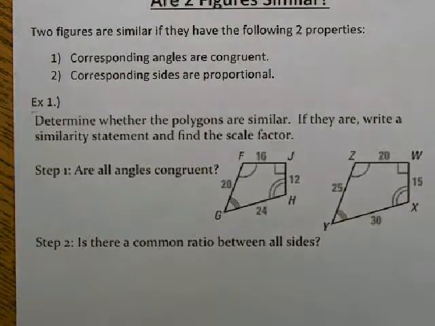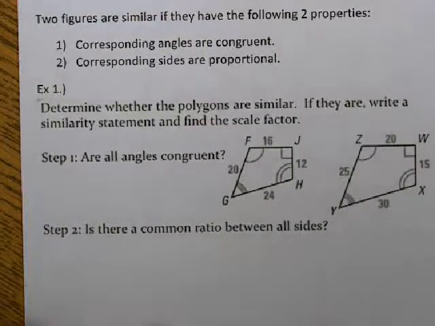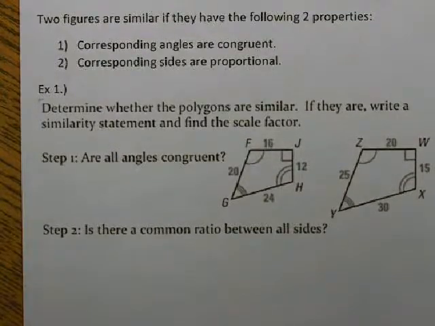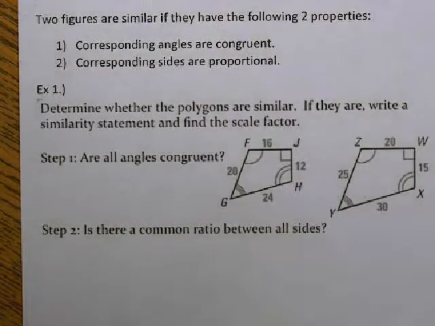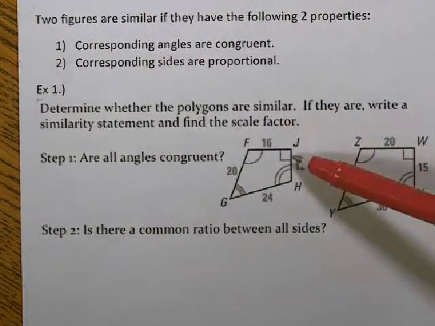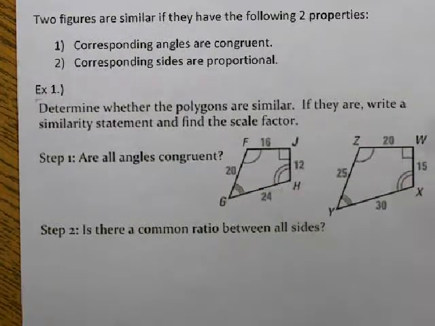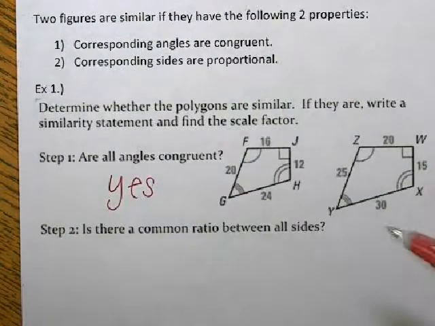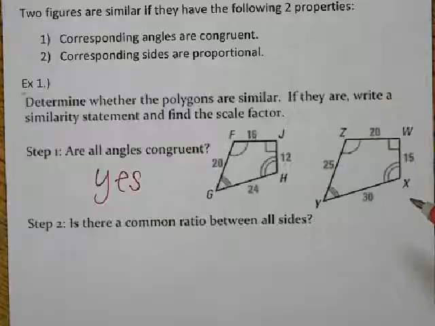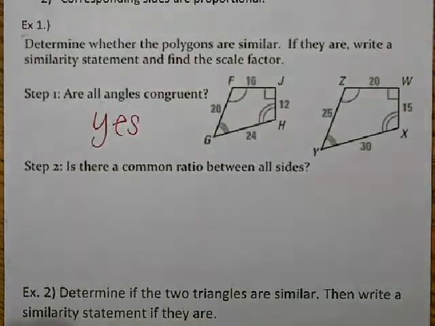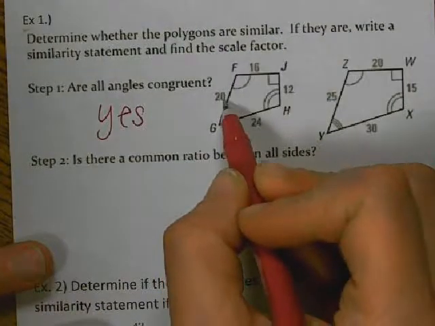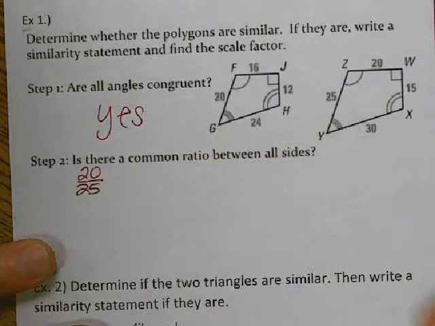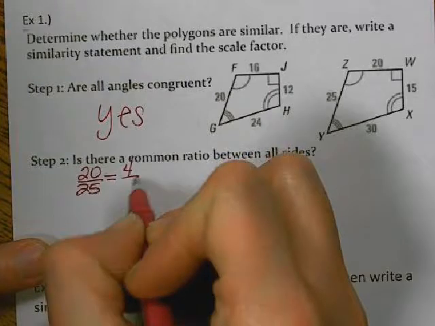Alright, so determine whether these two polygons are similar, and if they are, write a similarity statement and find the scale factor. So step 1, do we have congruent angles? So looking at the markings, I have one of these, one of these, one of these, and one of these. So we're going to say yes, the angles are congruent. Step 2 is to write the ratios between all of the sides. Okay? So the first ratio is going to be 20 over 25. And when we simplify that, we get 4 over 5.